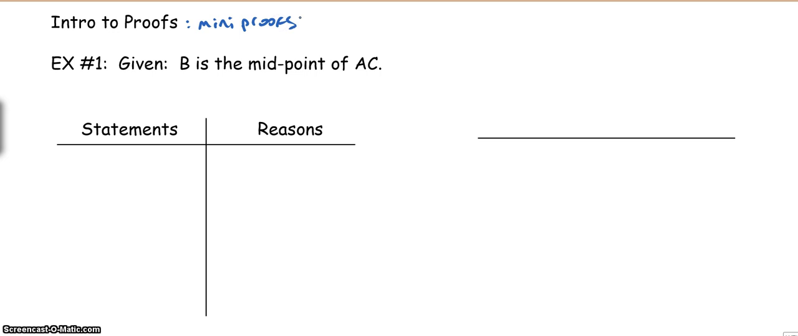So the first one is given B is a midpoint of AC. So when we're attempting to do proofs, they're always going to give us some information. That given information is really important because we need to use that information to solve. So we're saying B is a midpoint of AC. So if I have AC, B is the midpoint. Now what does that mean to us? Well, to us we know a midpoint cuts a segment in half. So we know that those two pieces are equal.